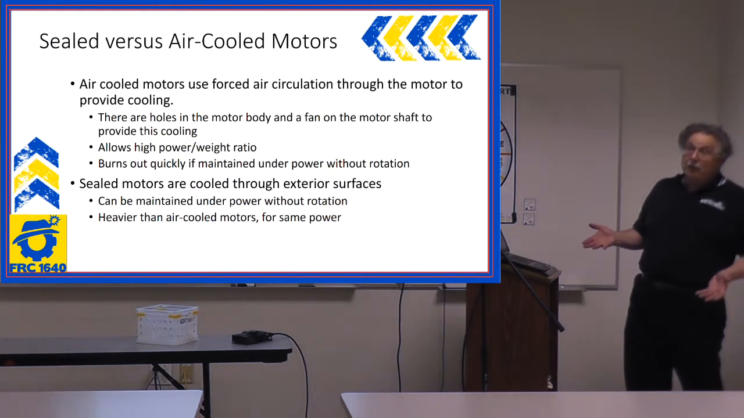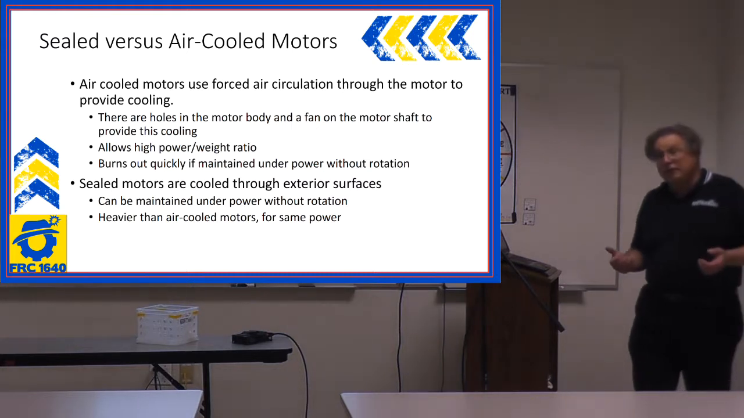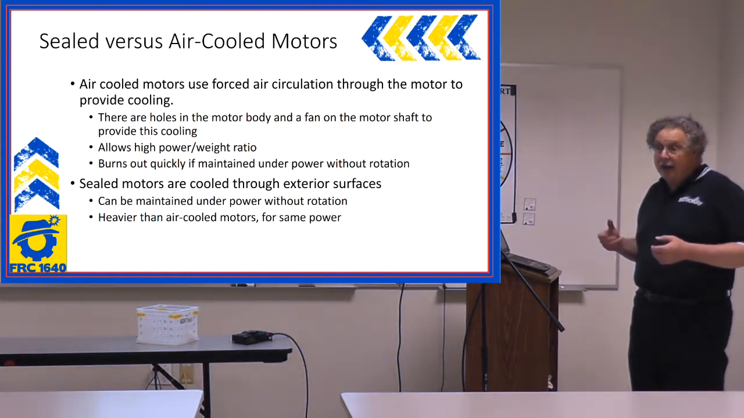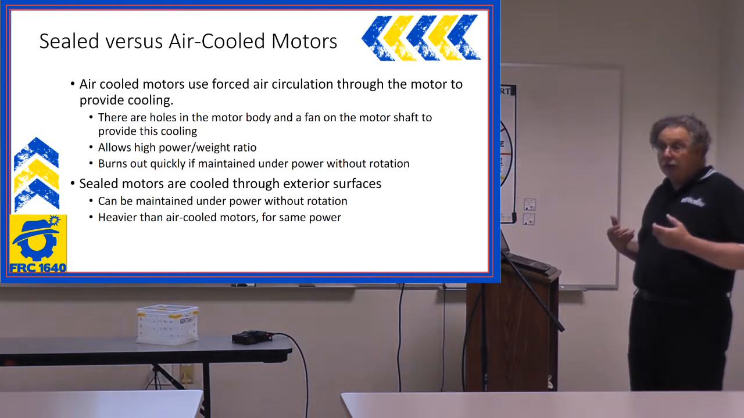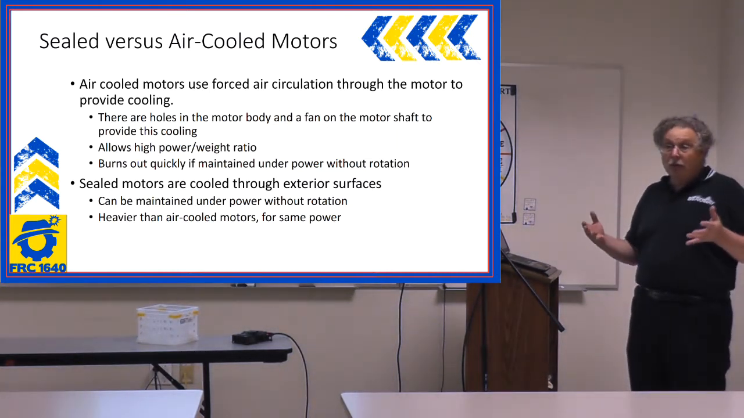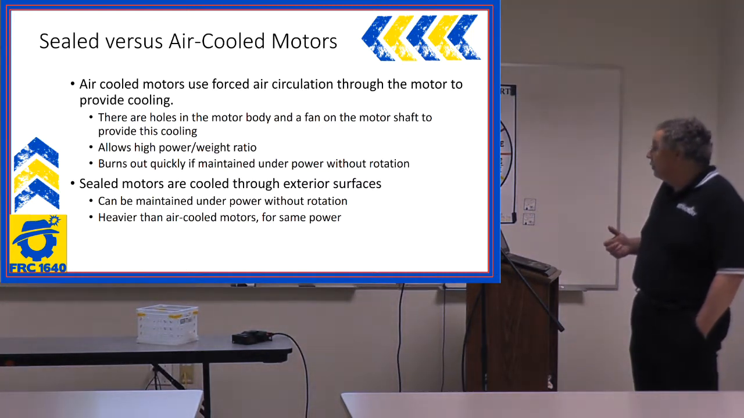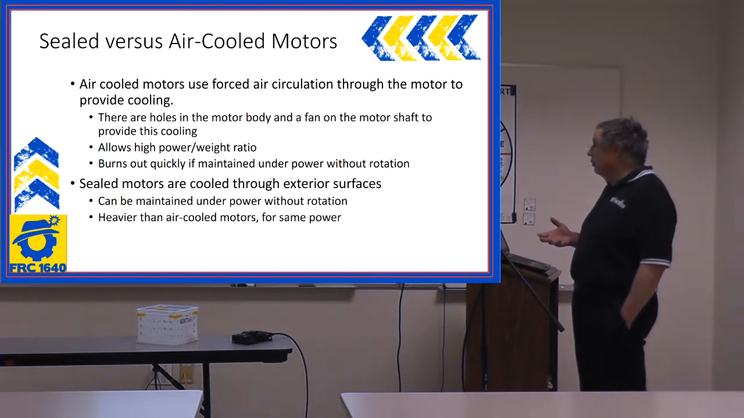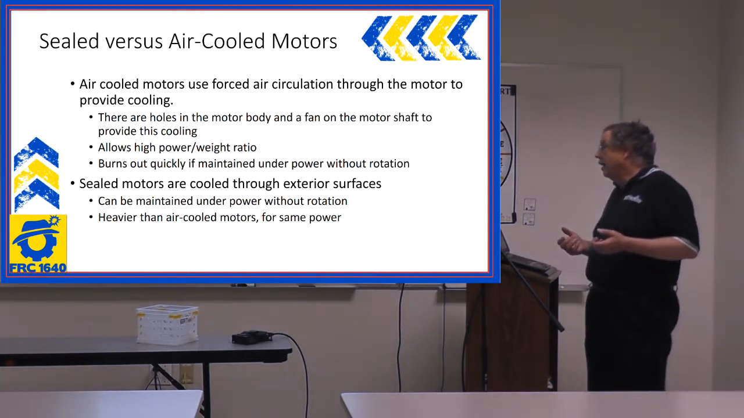The motors that we have fall into two classes. Most of the motors that we can choose from are air-cooled. They have holes in the side, they have a fan built into them, and when you run that motor, the fan pulls air through the holes, runs it through the motor, cools it, and then out through other holes. Air-cooled motors use forced circulation through the motor to provide cooling. You can see all of those things when you look at the motor.